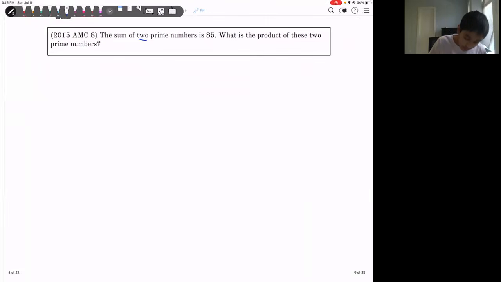Sum of 2 prime numbers is 85. What's the product of these 2 prime numbers? Okay, so try solving this problem on your own. We're given that the sum of 2 prime numbers is 85.